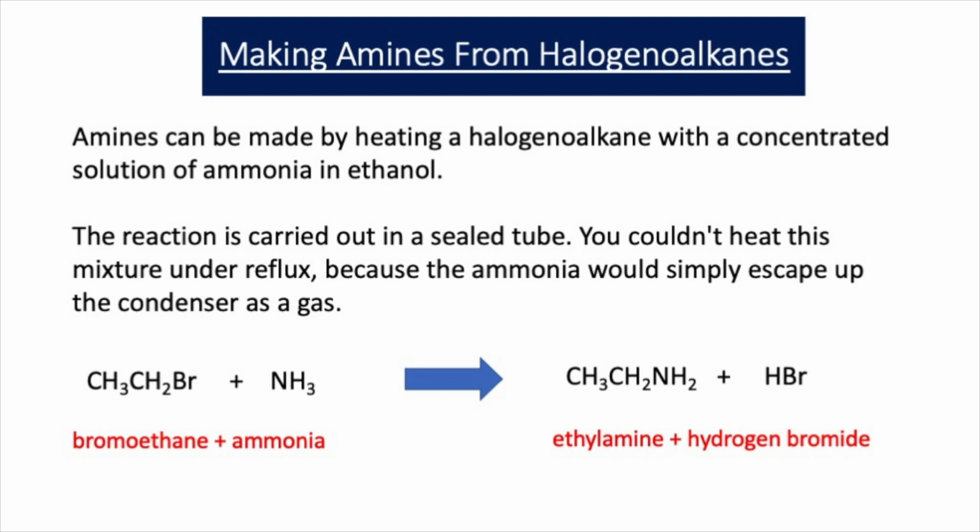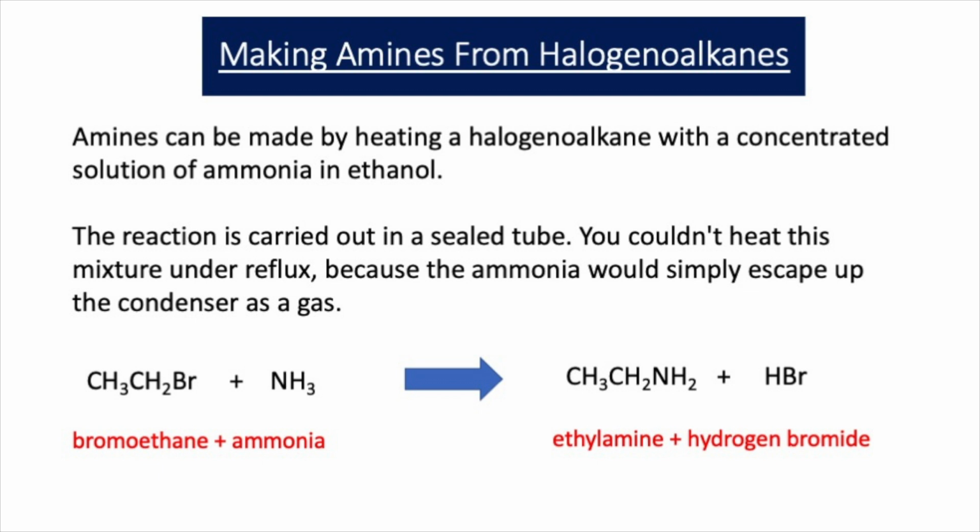Now, the first way to make an amine that we're going to look at today is from halogenoalkanes. Amines can be made by heating a halogenoalkane with a concentrated solution of ammonia in ethanol. The reaction is carried out in a sealed tube, and this is because you couldn't heat this mixture under reflux because the ammonia would simply escape up the condenser as a gas.